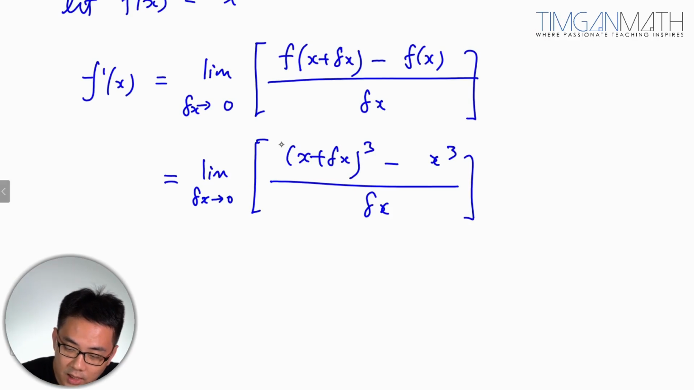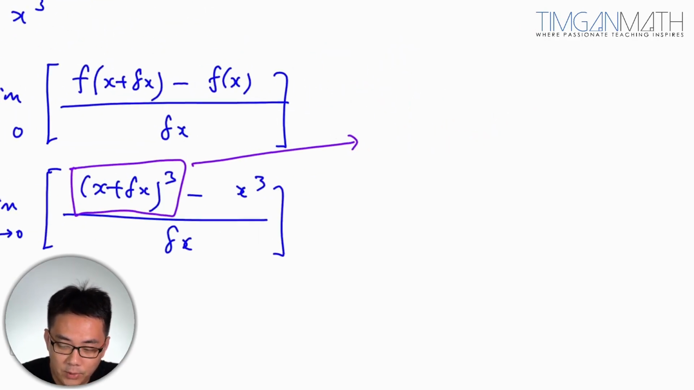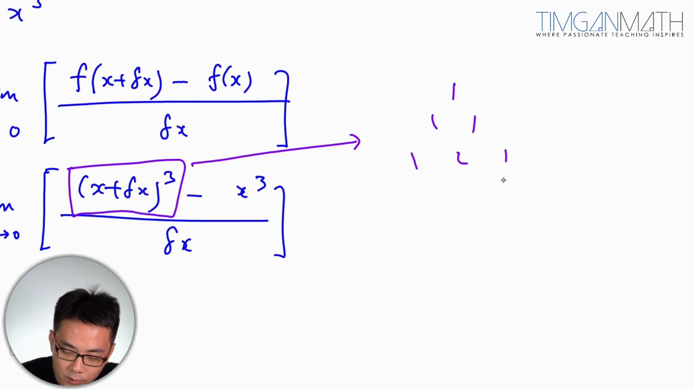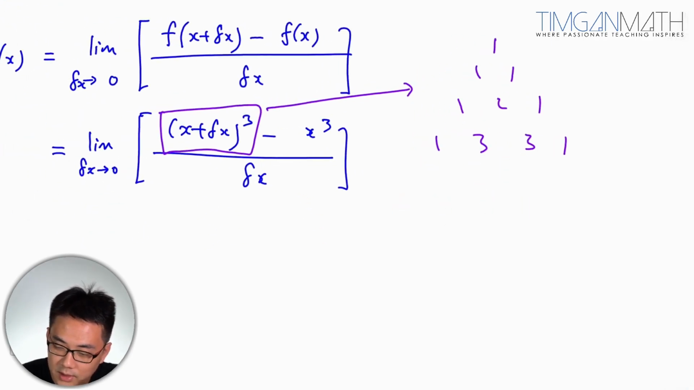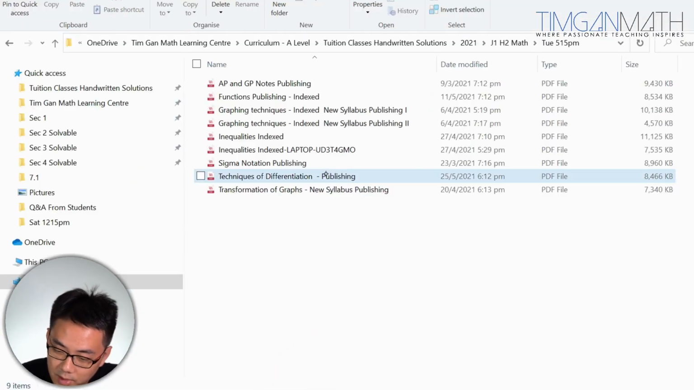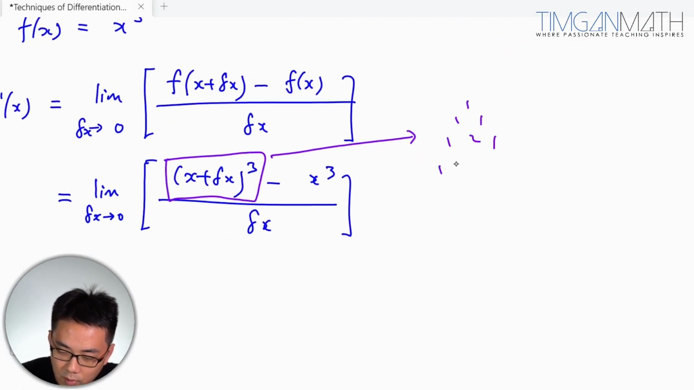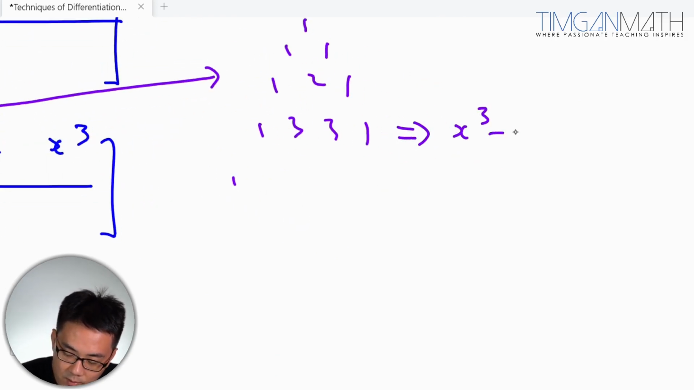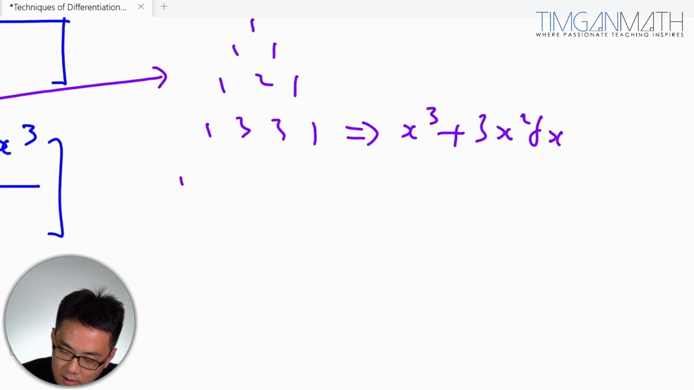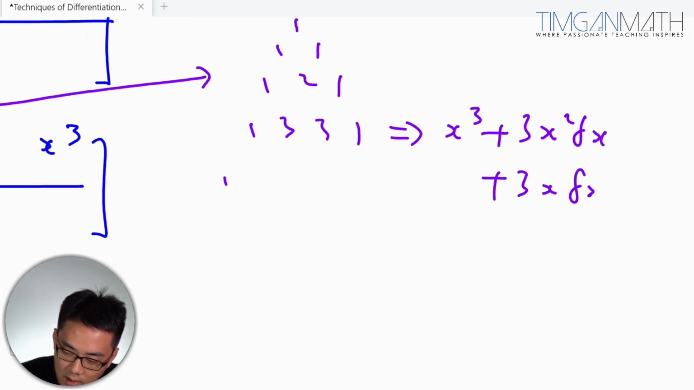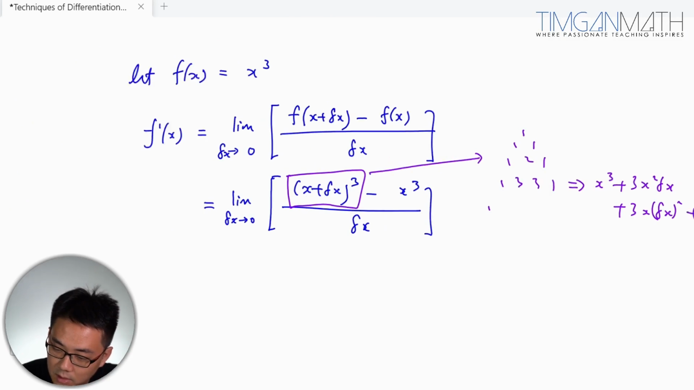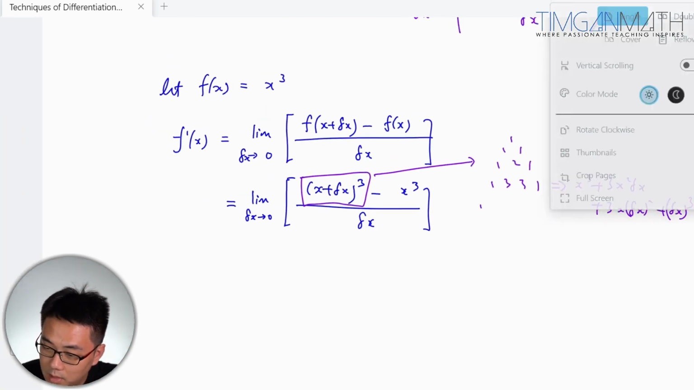If you remember how to do your binomial expansion, 1 1, 1 2 1, 1 3 3 1, very quickly you can tell this one is actually, let me just put it out. So I repeat: 1 1, 1 2 1, 1 3 3 1. This will be x cubed plus 3x squared delta x plus 3x delta x squared plus delta x cubed. It's just binomial expansion. This is secondary school binomial expansion.